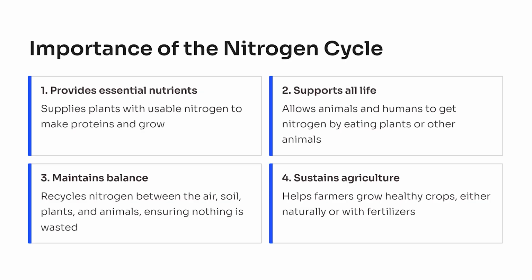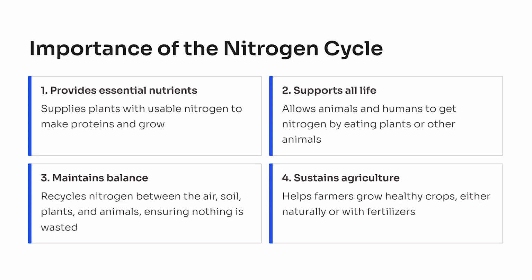First, it provides essential nutrients. The cycle supplies plants with usable nitrogen, which they use to make proteins and grow. Without this, plants would be weak and crops wouldn't develop properly. Second, it supports all life. Animals and humans get nitrogen by eating plants or other animals that have already taken in nitrogen. So the nitrogen cycle keeps the food chain alive and healthy.